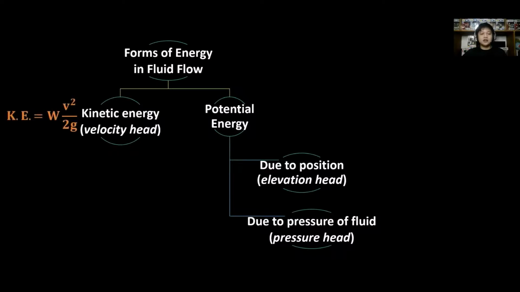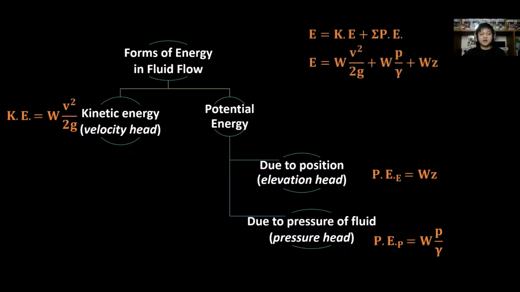For kinetic energy, KE is equal to the weight W times the velocity raised to 2 all over 2 times the gravitational acceleration. For potential energy, we have due to elevation head, that is PE sub E is equal to the weight times the depth Z or height Z. And due to pressure head, PE sub P is equal to the weight W times the pressure P all over the unit weight of the fluid.